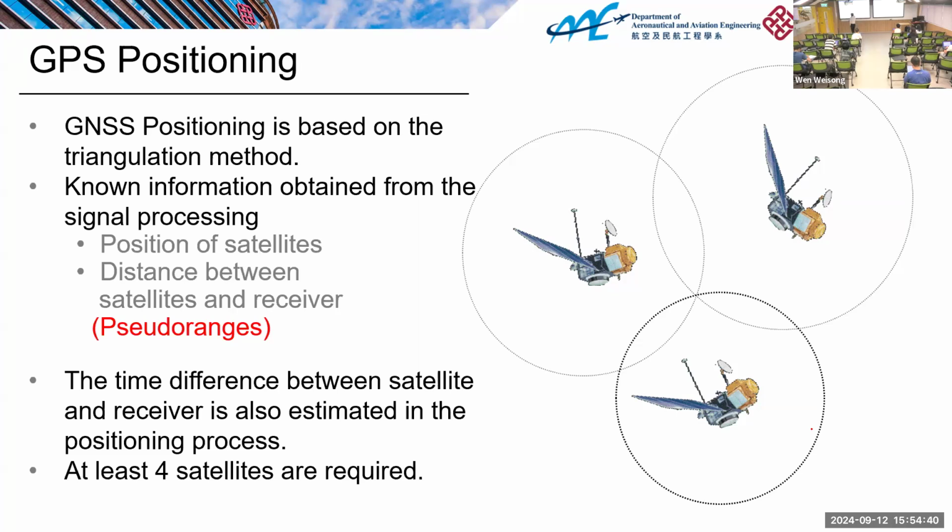Okay, so at this stage, you may have a question. How to get the distance? For example, the radius of the circle, how to get the distance from satellite to receiver? Any ideas how to get the distance? So you may recall... Sorry? Time difference, multiplied. Exactly, yeah. This is based on time difference.